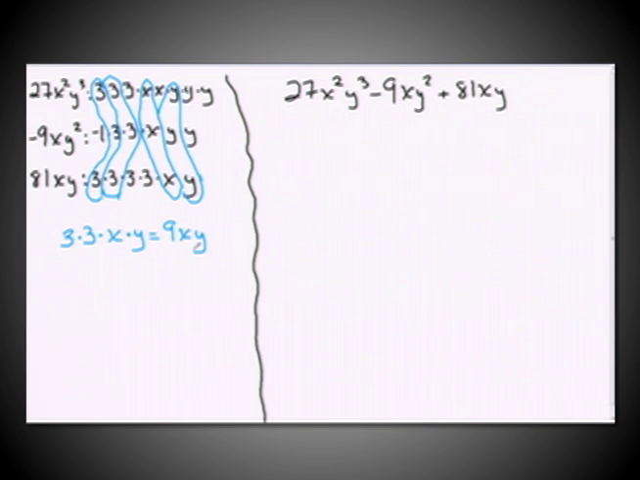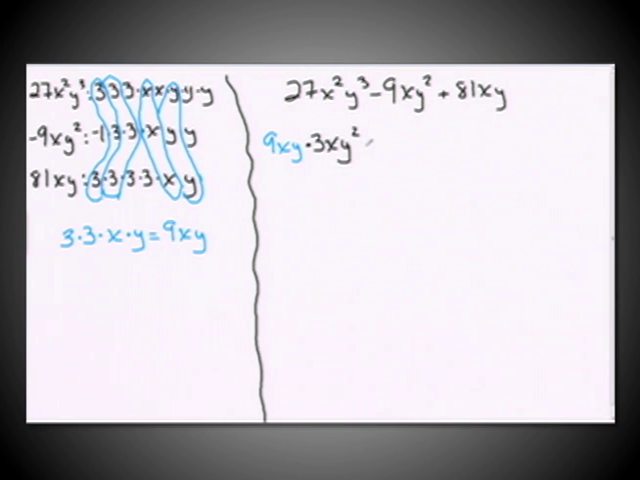Our next step in the process is to express each of these terms as a product of the GCF and whatever other factors are within the term. So if we look at the first term, 27x squared y cubed, we could also call that 9xy times, well, 9 times 3 is 27, x times x is x squared, and y times y squared is y cubed. So our first term is completely written as a product of the GCF and then the other factors within that term.